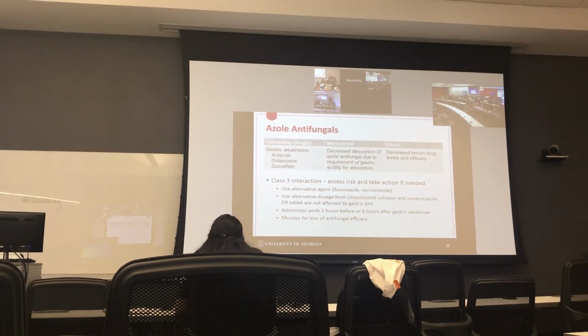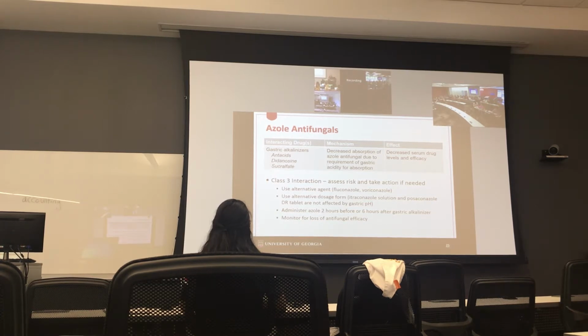So gastric alkalinizers, antacids, didanosine, and sucralfate have the same interaction as the H2RAs and PPIs. So this decreased absorption can lead to decreased serum drug levels and decreased efficacy. So the way that we deal with this is the same. We can use fluconazole instead. We can use our specific dosage forms of itraconazole and posaconazole that aren't affected by gastric pH. And then with antacids, it's easier to separate the doses. So we can give the azole 2 hours before or 6 hours after the antacids.